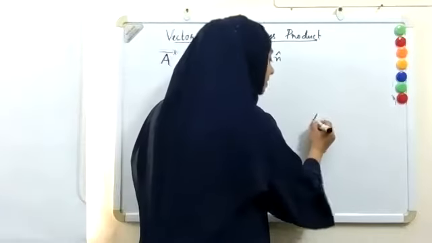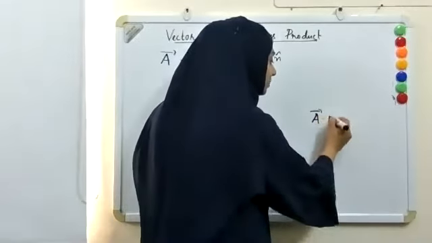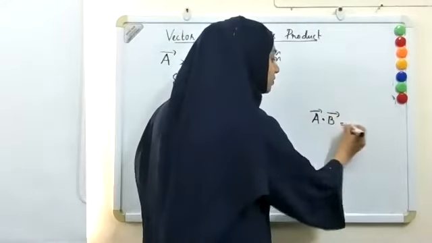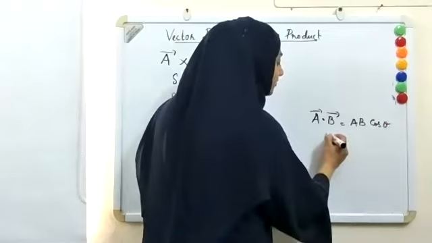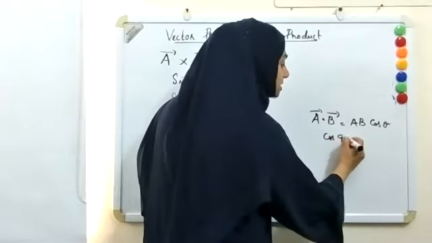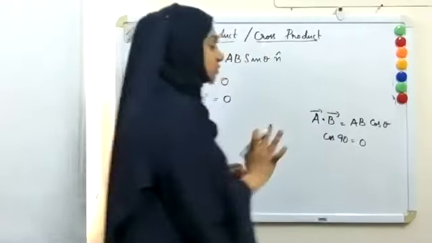Now, if they are perpendicular to each other, remember A dot B is equal to AB cos theta. And if theta is equal to 90 degrees, that is equal to 0.